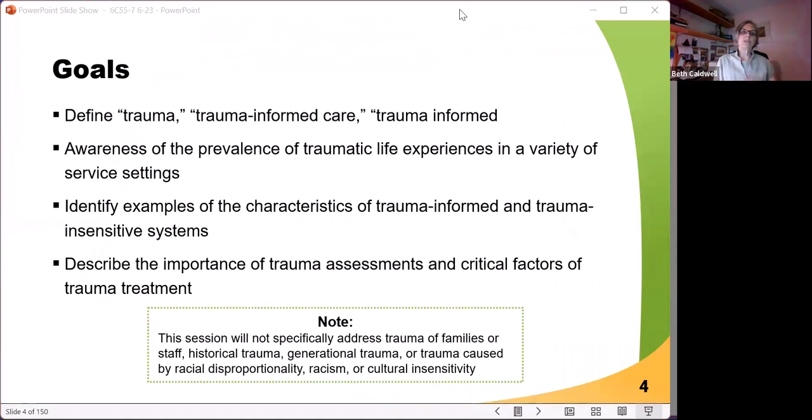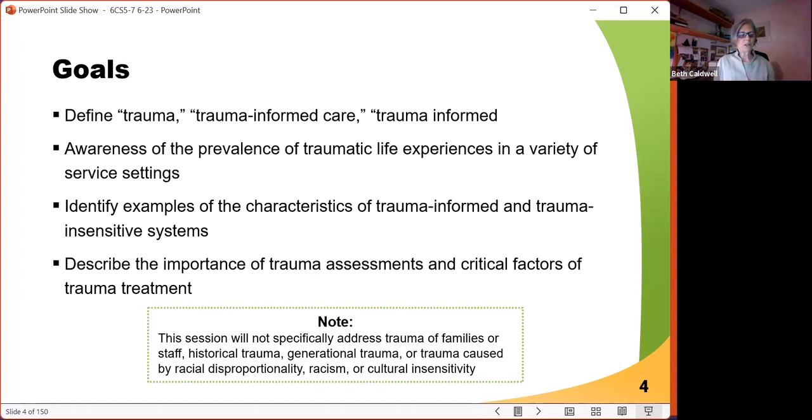Yesterday we did brain science, and today we're moving that to cover these areas. We're going to cover definitions. We're going to do a little bit more on the prevalence of traumatic life experiences in different settings. And then we're going to get to that third bullet on this slide, which is kind of the meat, or if you're vegans or vegetarians, the tofu of what this is all about: some of those characteristics of what trauma-informed systems are and trauma-insensitive systems are. And then we're going to briefly cover some of the critical factors related to trauma assessments.